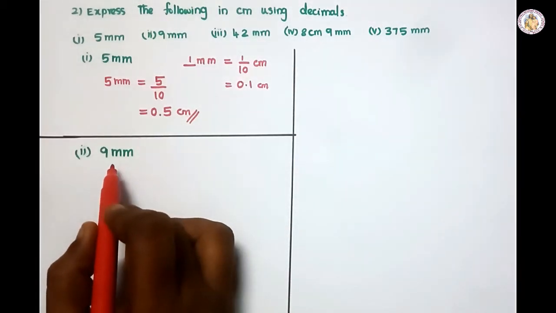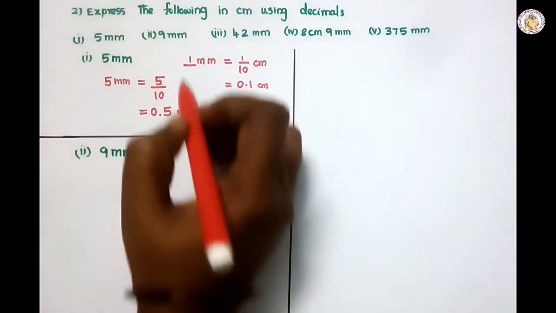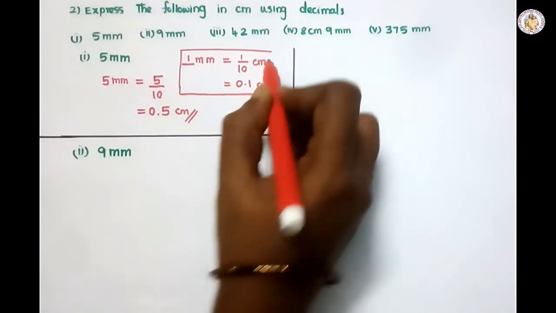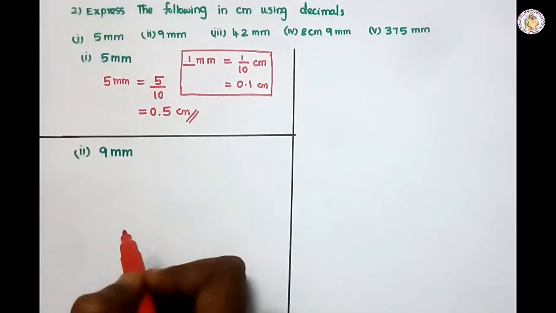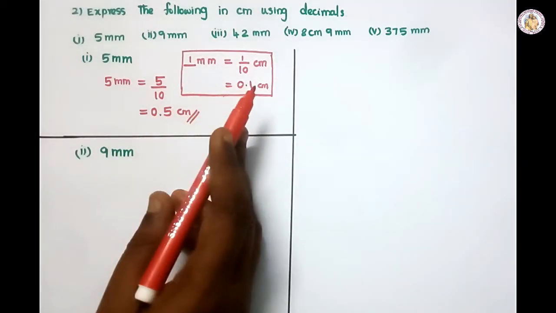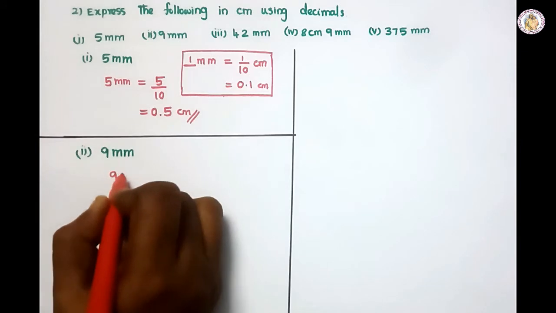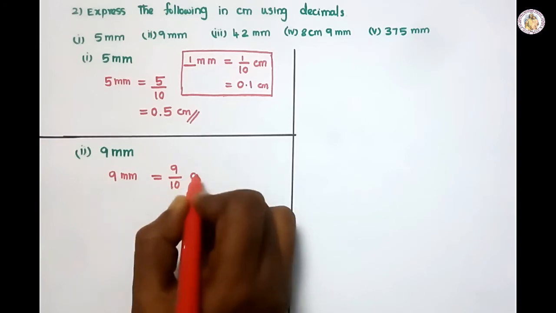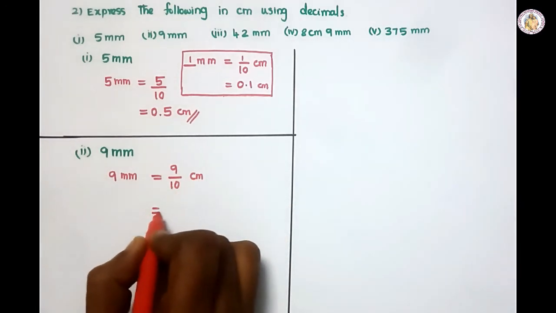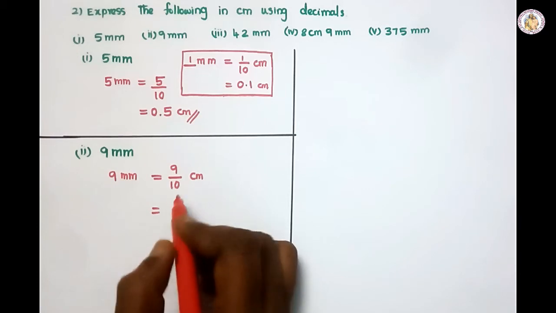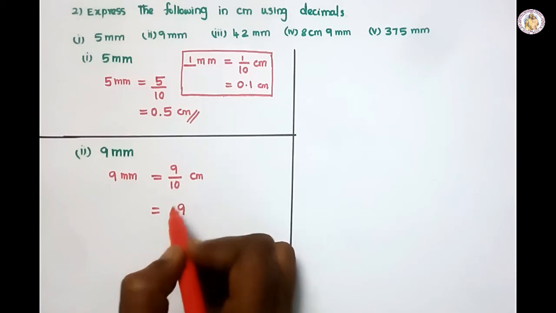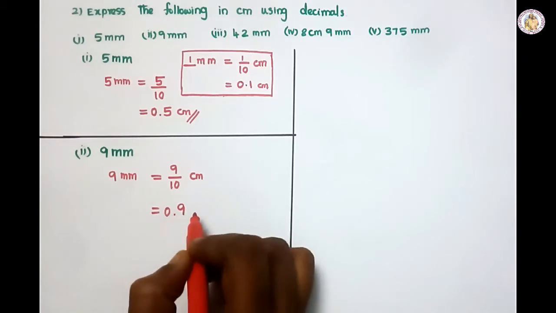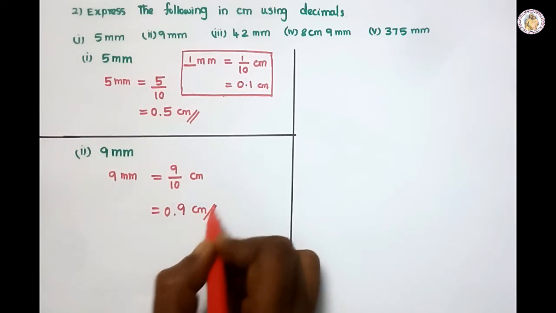Next one, 9 millimeter. We have to remember the same formula to solve all these problems. So 1 millimeter equals 1 by 10 centimeter means 9 millimeter equals 9 by 10 centimeter. Write down 9. Here 10 is there, so before the one digit we have to keep the point. So 0.9 centimeter is the answer.